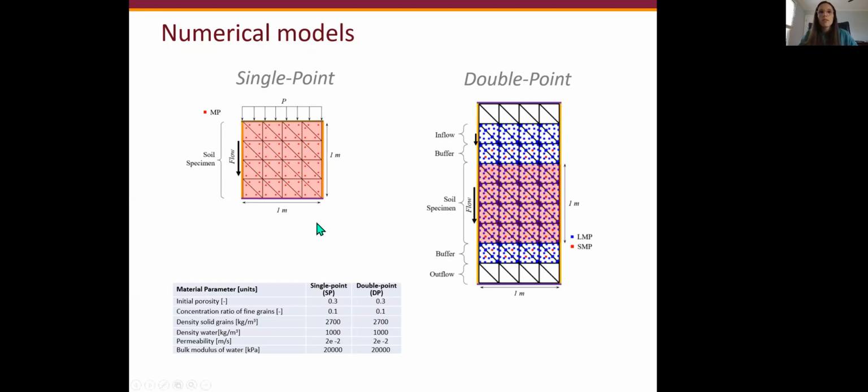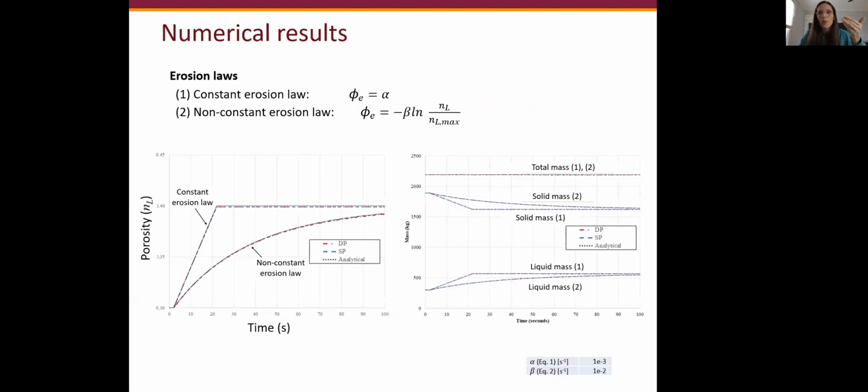At the bottom of this table, you have the summary of the material parameters that we consider. Most importantly, I want to emphasize that the initial porosity is 0.3, and the initial concentration ratio of fine grains in both samples is 0.1, which means that the maximum porosity that we could expect in case everything is washed out is 0.4. The results are presented here for two different simple erosion laws. One is the constant erosion law that depends on alpha, and the non-constant erosion law that depends also on a factor beta, the current porosity of the sample and the maximum porosity.